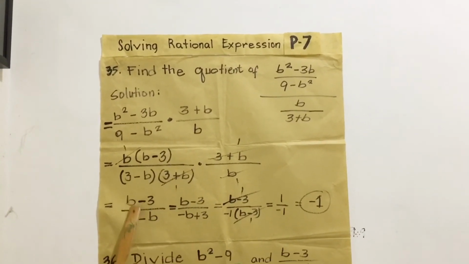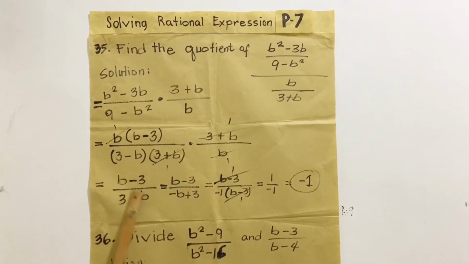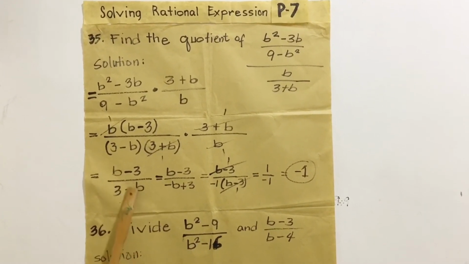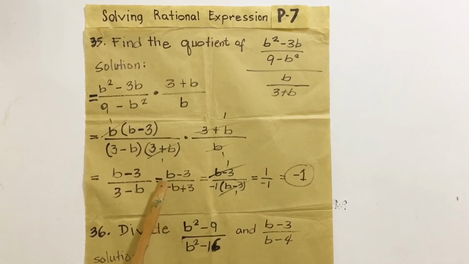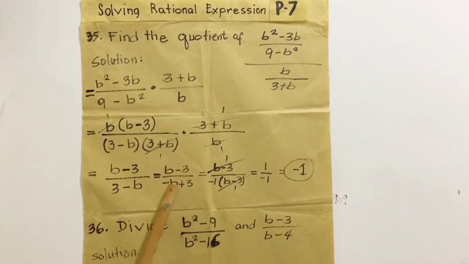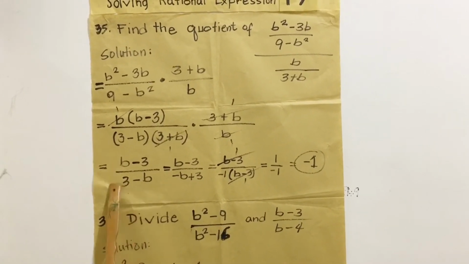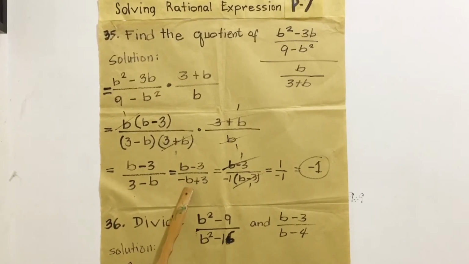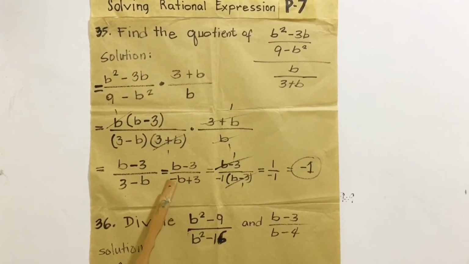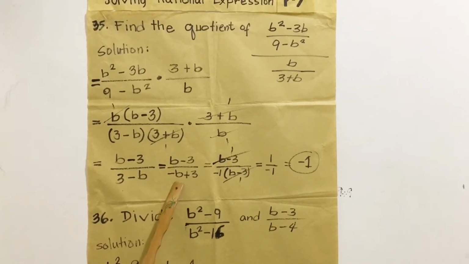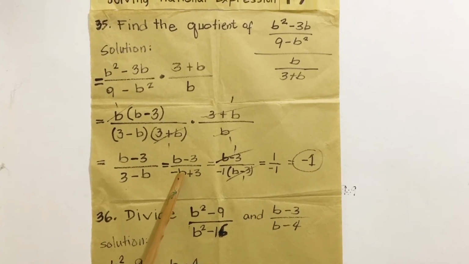Then since these are binomials that are inverted, we're going to change this. Now we're going to make this the same. So b minus 3, we're going to transpose this to the right side, or reverse, minus b plus 3. We cannot cancel this because of the sign. What we're going to do is to factor out the silent 1 here.